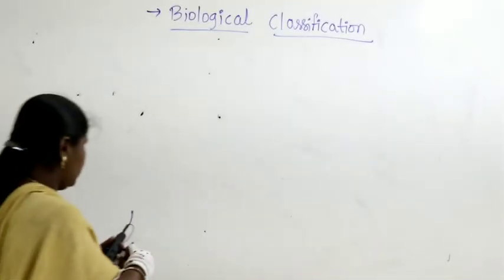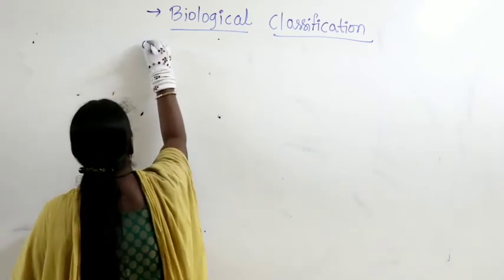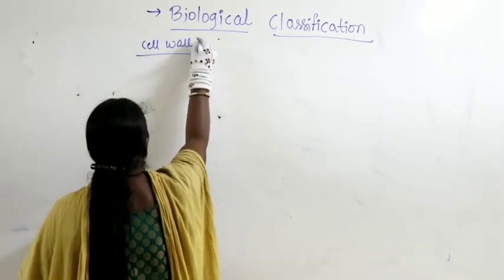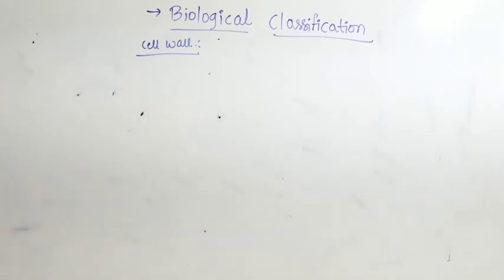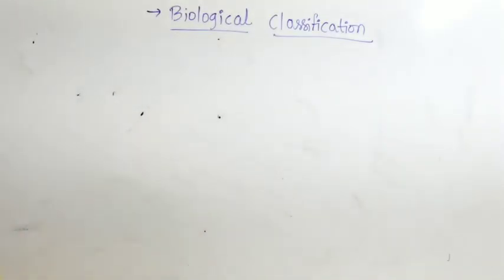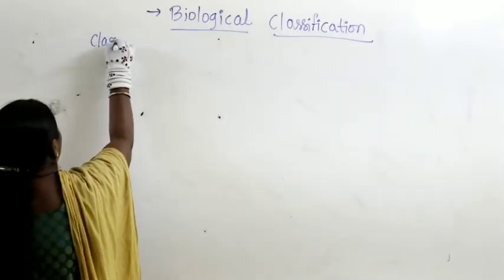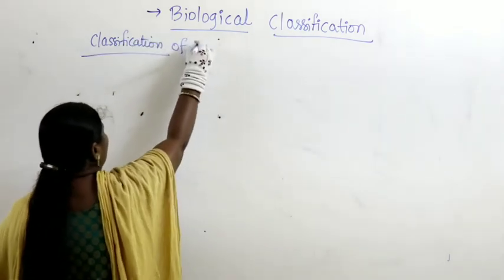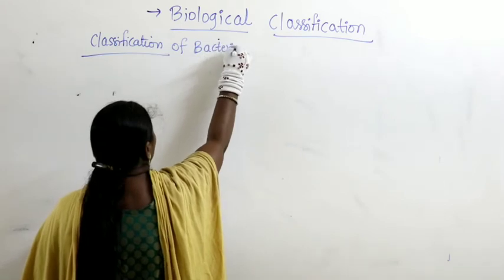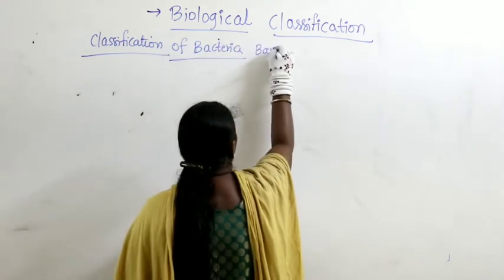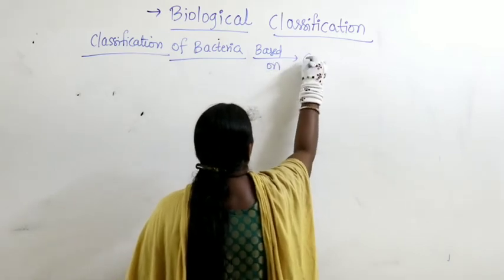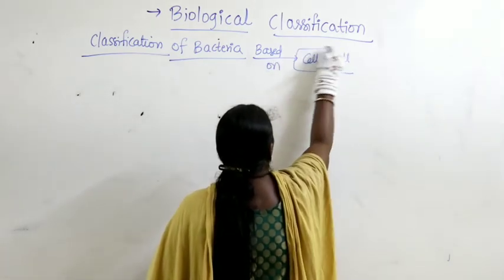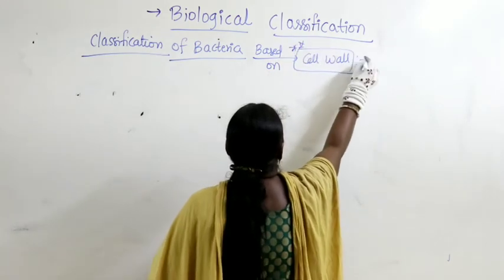So, now if we talk about the cell wall, you can take the classification of bacteria based on the nature of the cell wall. It is better to write the headings clearly so that you can remember the concept very easily. So we can classify bacteria even based on the cell wall. Classification of bacteria based on cell wall. Now let us discuss this.